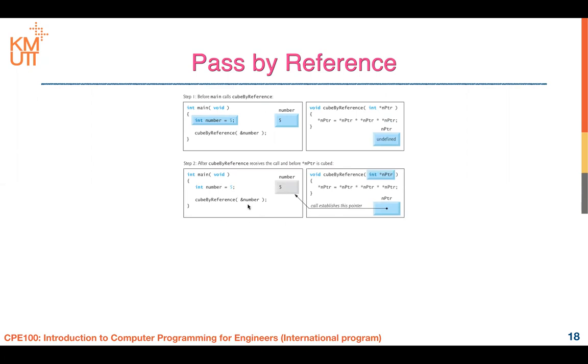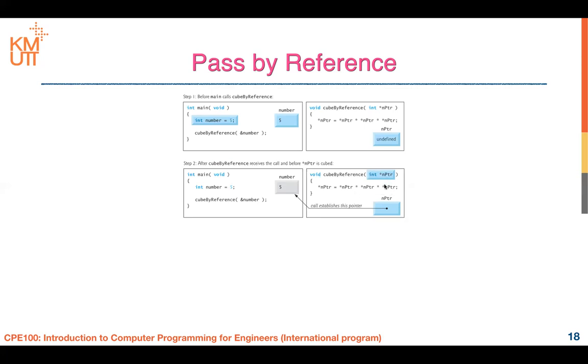But okay, the second step, right? When you call cube by reference, the address of the number will be passed. You can see that NPTR itself is the pointer or the location. So the location will point to the number here. Do you understand this meaning? When you send the address of the number to here, NPTR will point back to the address of number here.